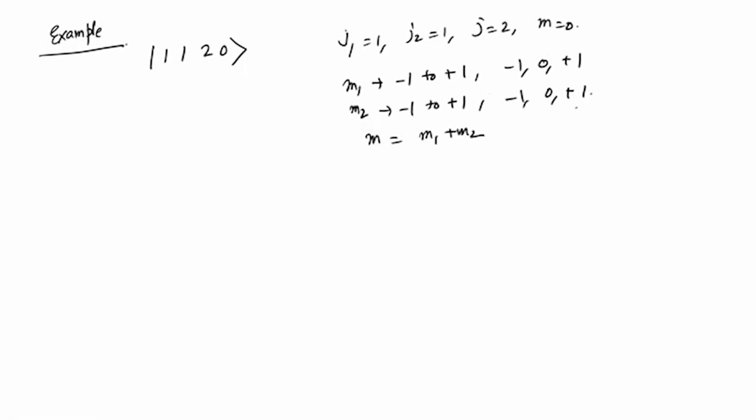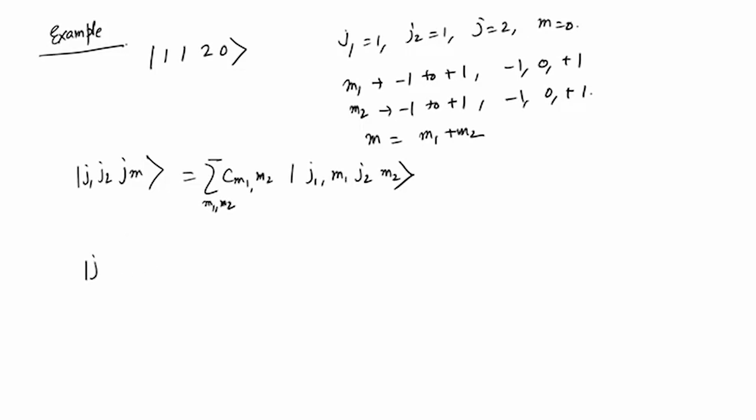So, all these combinations of m1 and m2 have to finally give you an m equal to 0. So, we can write the full notation, |J1 J2 J M⟩, which is equal to the Clebsch-Gordan coefficient C(m1, m2) times |J1 m1⟩|J2 m2⟩, and then sum over m1 and m2 subject to the condition that m1 plus m2 will have to be equal to M.